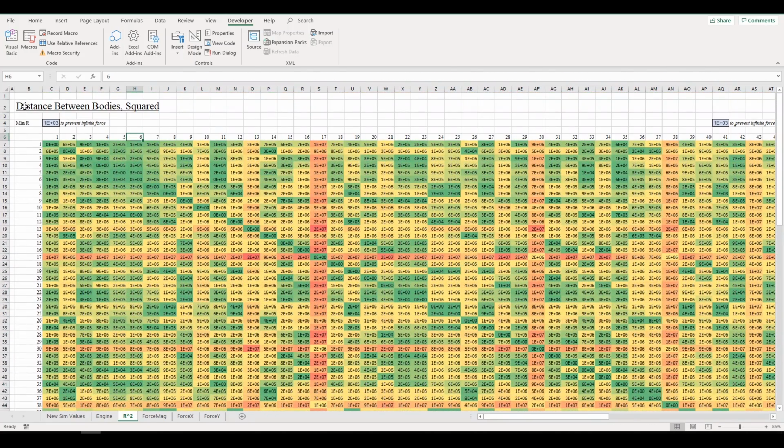And what are these? Okay, so if you remember in this formula that we had R squared at the bottom, which is distance between the bodies squared.